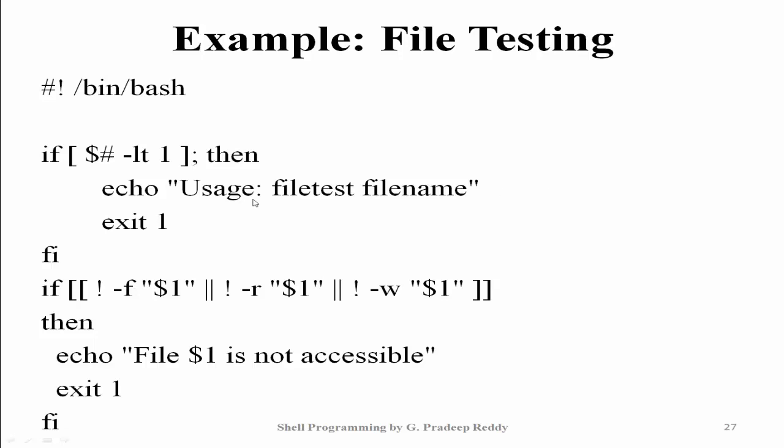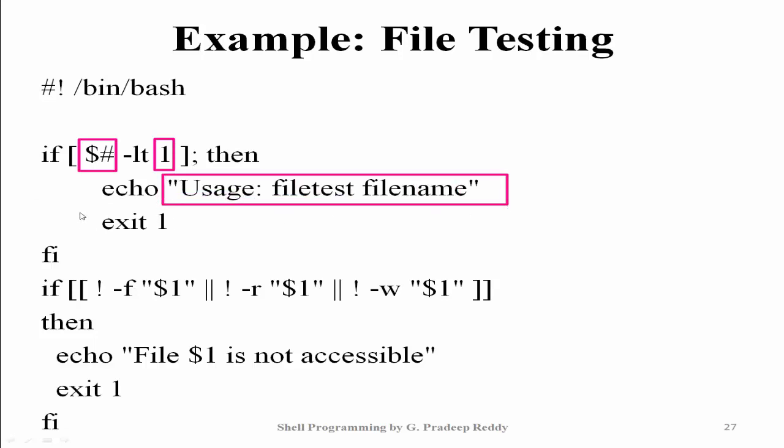Next, in this program we are going to check whether command line arguments are less than 1 or not. Here $# stands for how many arguments you have passed. If it is less than 1, then it is going to specify the usage, file test name, and it is going to exit 1. So it means you have specified invalid arguments.